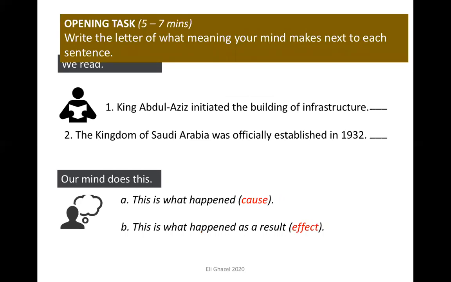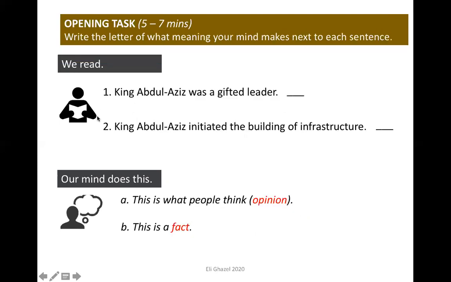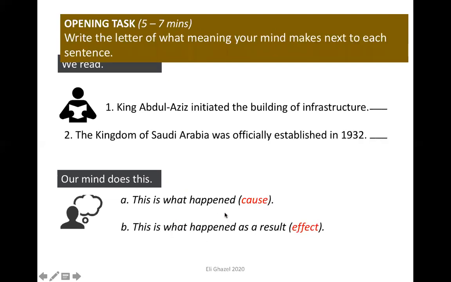The second thing that we're going to read is King Abdul Aziz initiated the building of infrastructure. The Kingdom of Saudi Arabia was officially established in 1932. Which sentence was something that happened? Which sentence was a result of something that happened? We call that cause and effect. So once more, when we read something, our minds convert the whole sentence into a thought that is an opinion, a fact, a cause, an effect.